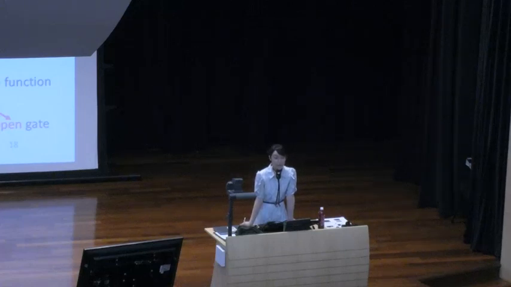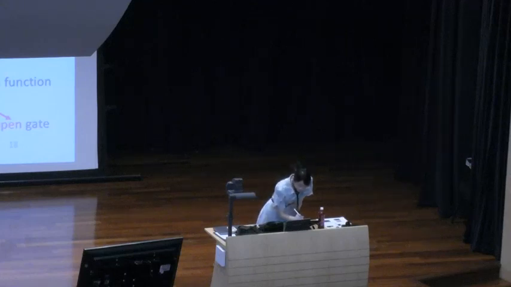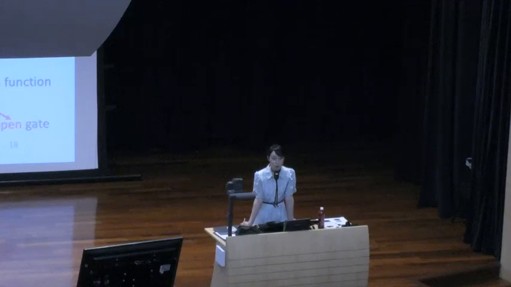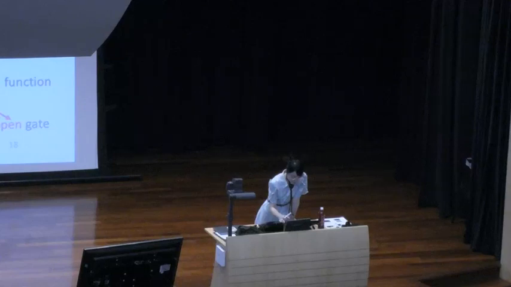So if the predicted value is 0, it means that we want to close the gate. If the predicted value is 1, it means that we want to open the gate. Okay? So now we have this signal to predict a value that indicates whether we want to open this gate or close this gate. Okay?